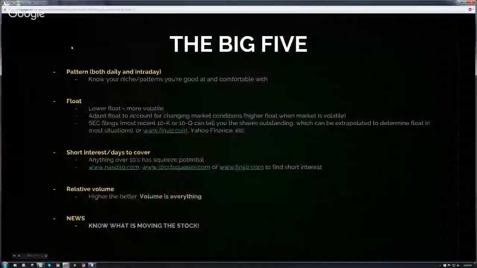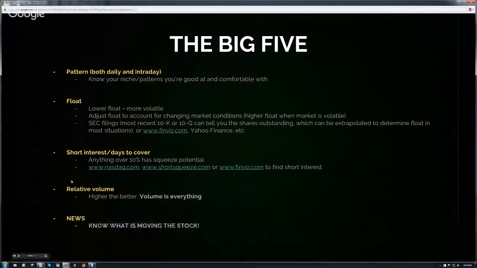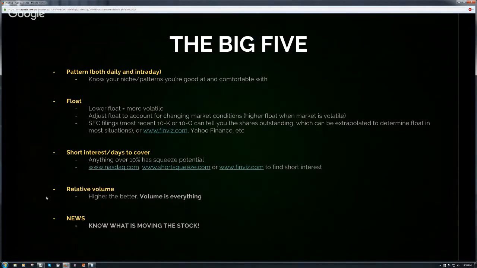So these are the big five: pattern, float, short interest, relative volume, the higher the better, and news. Understand what's moving the stock, right? Make sure you're trading something that's got a lot of relative volume, low float, high short interest, and a good pattern. So that's it. Very simple presentation tonight.